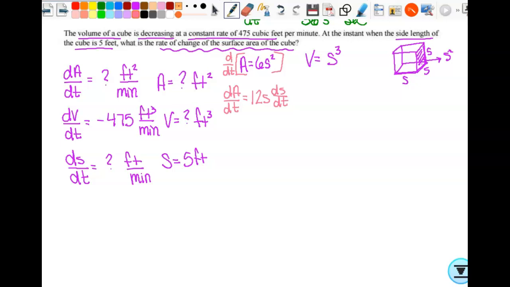Let's see, what could we figure out here? We can figure out A. We could figure out B. We can figure out V. All right.